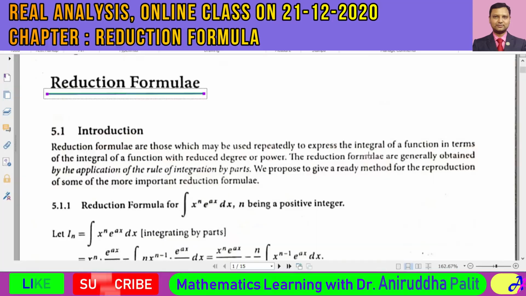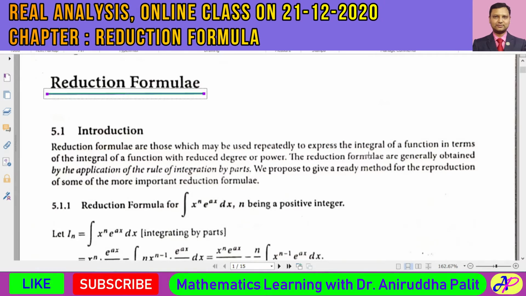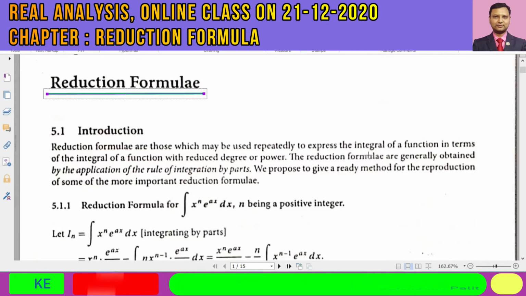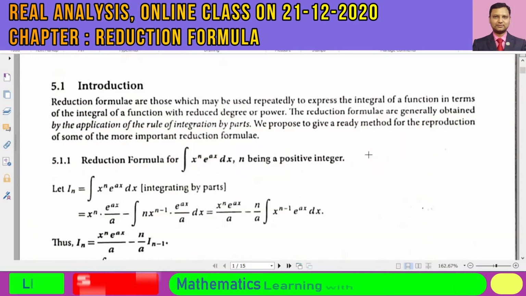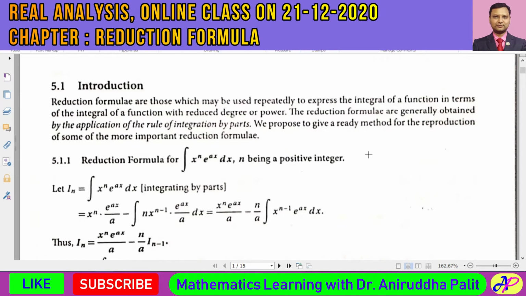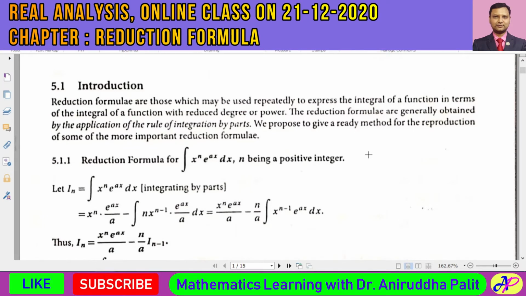Hello everybody. Let's start with the chapter called reduction formula. What is this? In this chapter, we shall try to evaluate little complicated integrals. Mostly these integrals are computed by repeated application of integral methods.